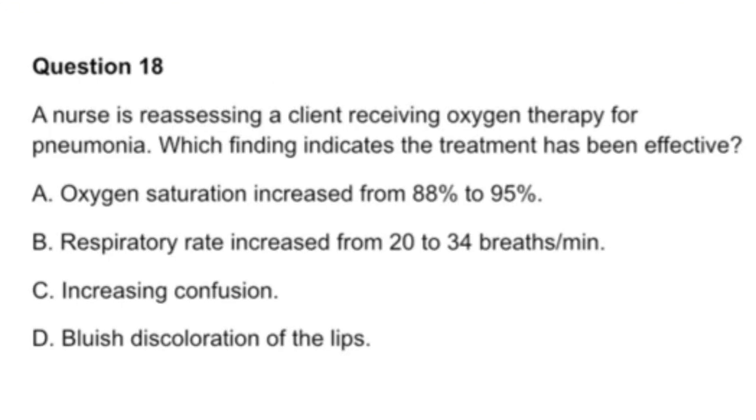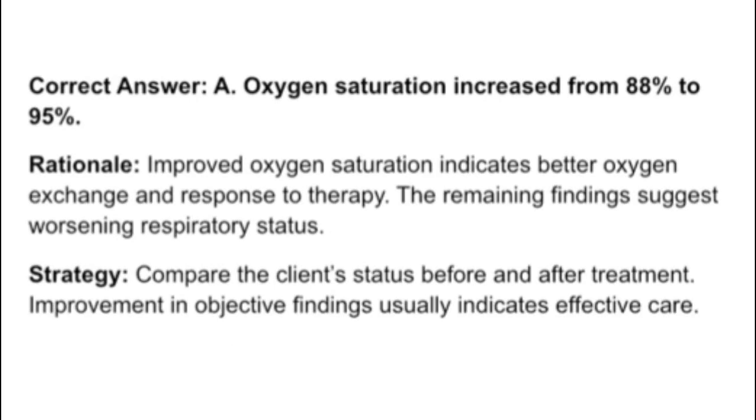Question 18. A nurse is reassessing a client receiving oxygen therapy for pneumonia. Which finding indicates the treatment has been effective? A. Oxygen saturation increased from 88% to 95%. B. Respiratory rate increased from 20 to 34 breaths/min. C. Increasing confusion. D. Bluish discoloration of the lips. Correct answer. A. Oxygen saturation increased from 88% to 95%.